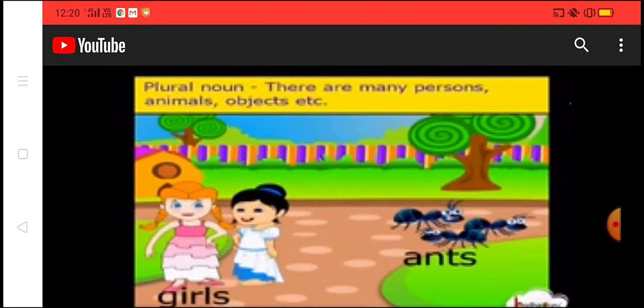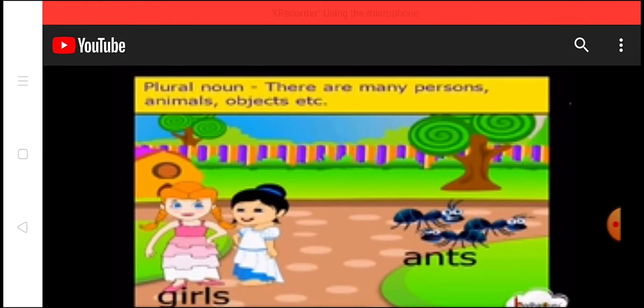Now plural noun. There are many persons, animals, objects, etc. So plural itself means many. For example, ants. The singular form of ants is ant. So with that ant, one s is included to form the plural form of it. And the next example is girls. The singular form of girls is girl, G-I-R-L. Here too, one s is included to make it a plural form.